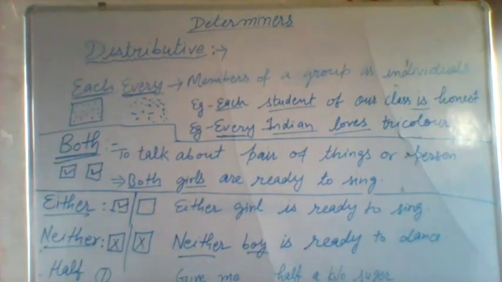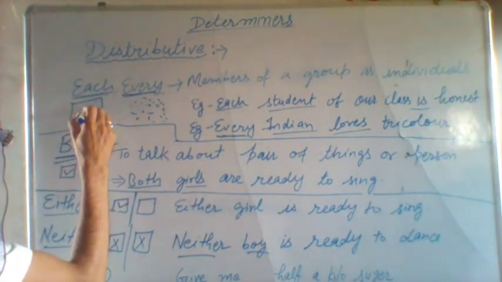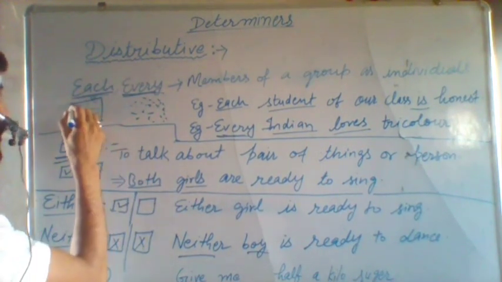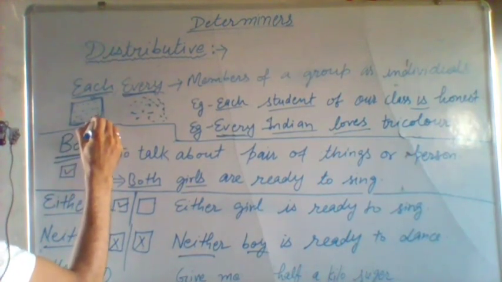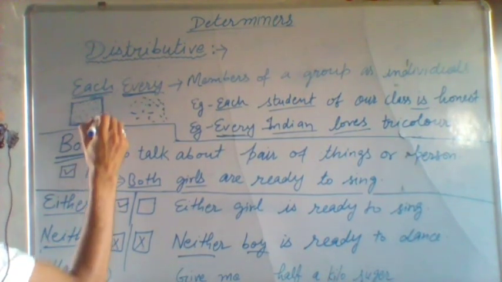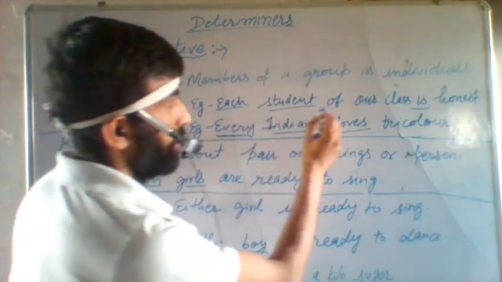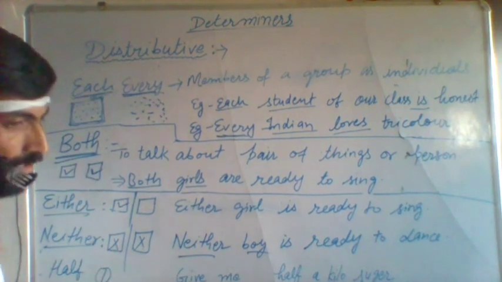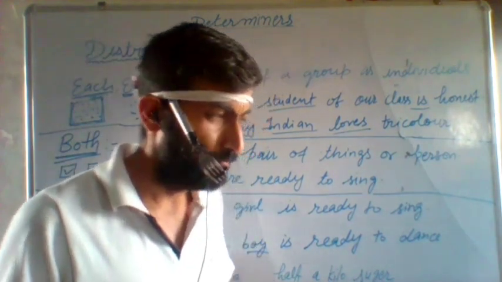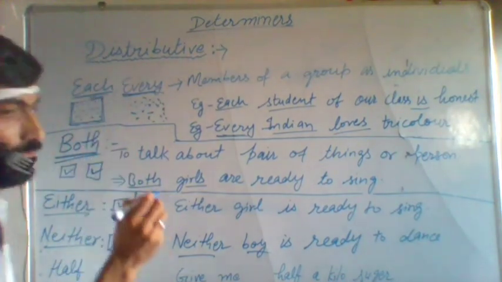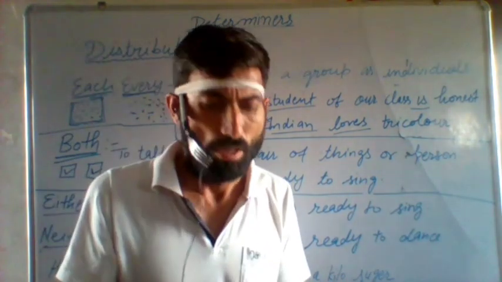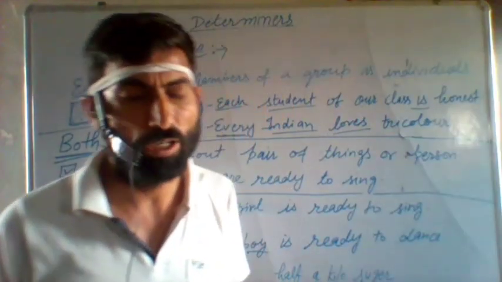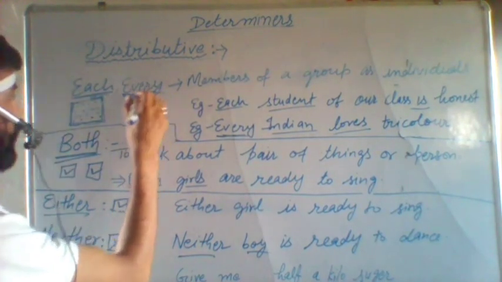Let's see an example. Suppose we want to use each. Both have a similar meaning, but if we talk about a limited area, limited quantity, limited members, like in a class: each student of our class is honest. So we are talking about a limited area, limited quantity, limited numbers. Each can be used with two also. I have a marker in each hand. You can see I have a pen or marker in each hand, but every can't be used with two.